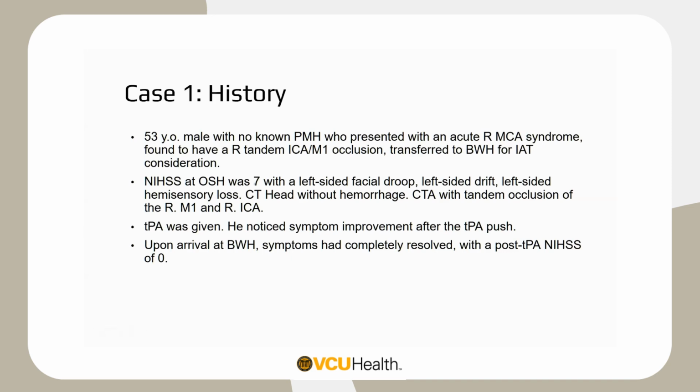His stroke scale at the other hospital was 7, with left-sided facial droop, drift in the arm, drift in the leg, and sensory loss. CT head was without hemorrhage, so he got TPA, and the CTA showed a tandem occlusion of the distal right M1 into the M2 and the right ICA cervically near the bifurcation. He then almost immediately had improvement in his clinical symptoms. By the time he got to our hospital, his symptoms had completely resolved, with a stroke scale of 0. Knowing that he was somebody with a large vessel occlusion at risk for further neurologic decline or fluctuations in exam, as we routinely do, we admitted him to the neuro ICU for closer monitoring.